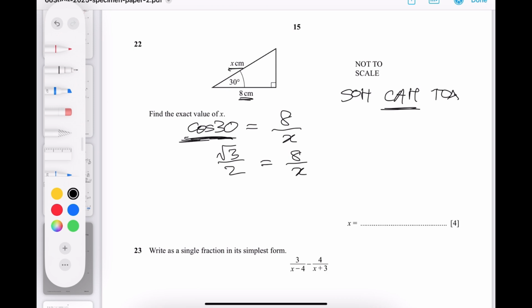And so x is equal to 16 over root 3. Once you cross multiply both sides and then divide. And you could leave it in this form, but you also could rationalize it if you wanted to. But there's no requirement. So we could leave it as 16 over root 3.